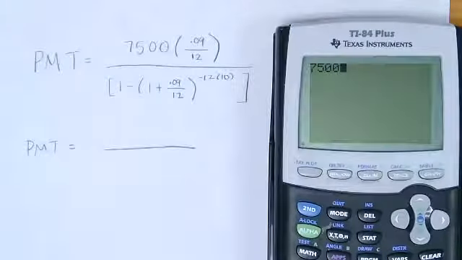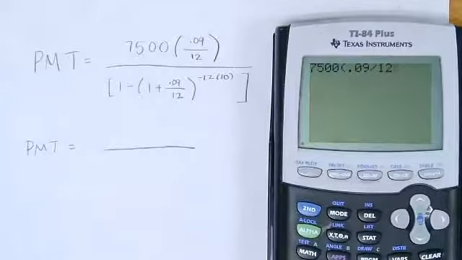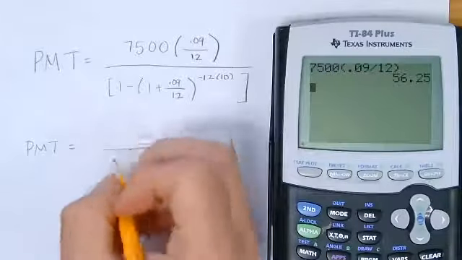7,500. And then I'm going to put parentheses. And all you have to do is 0.09 divided by 12. So really nothing special there. Just make sure you have your parentheses around the 0.09 divided by 12. So I'm going to write that down as my numerator number.